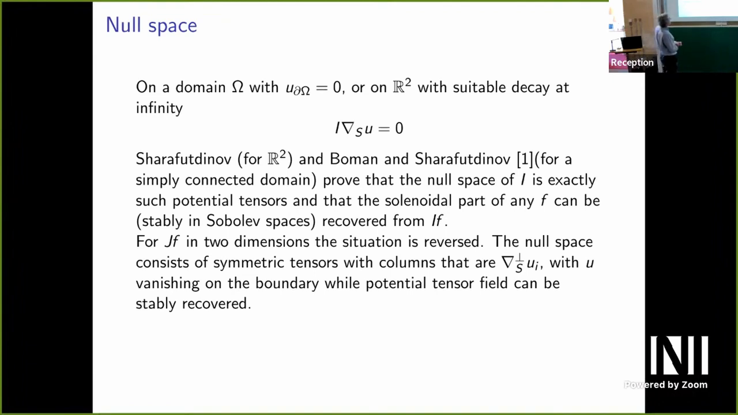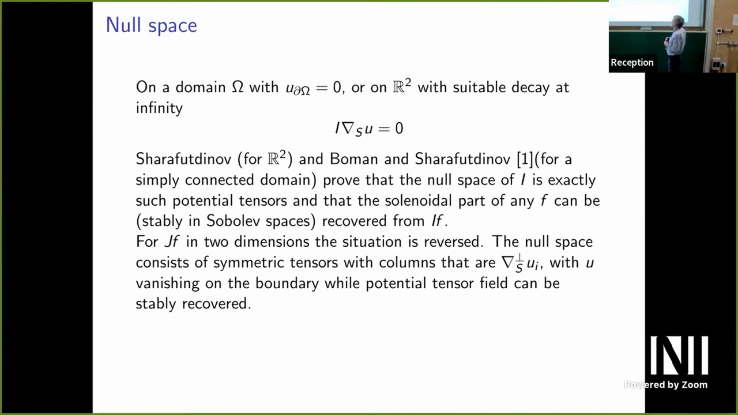Actually, it's a little bit more than that. The null space consists exactly of such potential fields, at least on R2, or if you've got a domain, say convex. But for the two-dimensional case, they actually remark that because you can use any conformal mapping, basically any domain that you can conformally map to its exterior on the Riemann sphere has this result. So it's just got to be simply connected and have no holes.